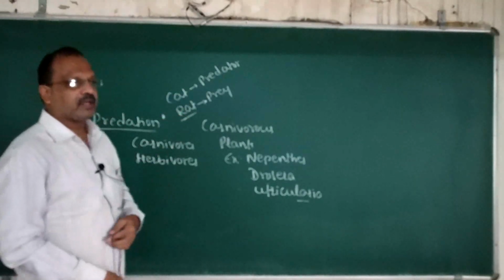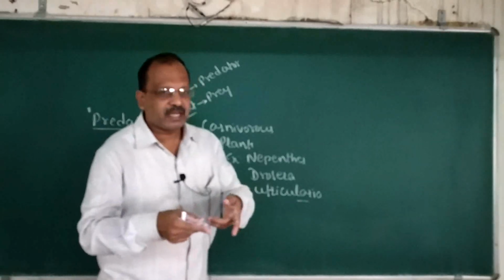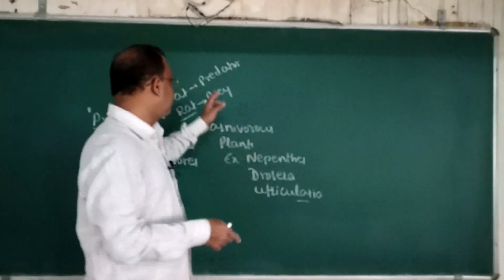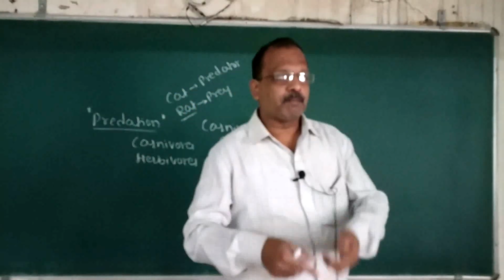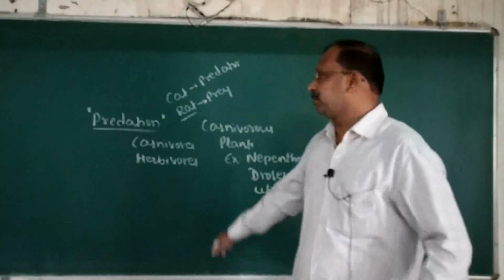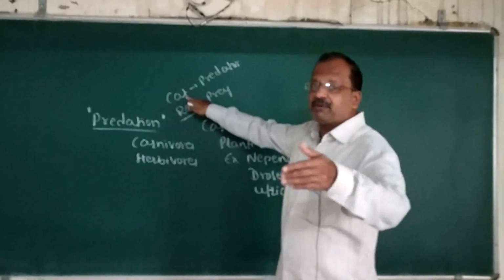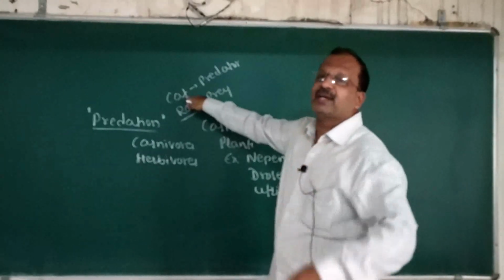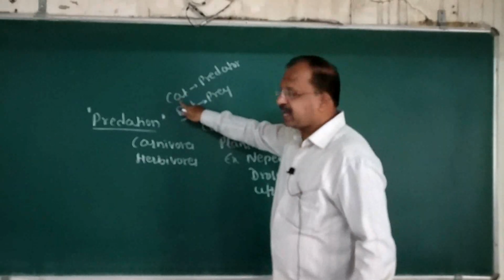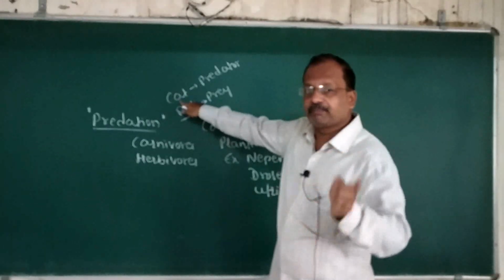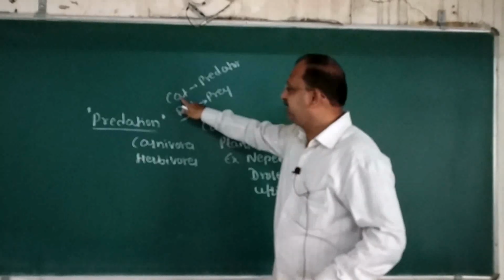So, interesting point: sometimes a predator will also become prey for other organisms. I'll provide you one example. Dog. Dog will attack, kill and feed on the cat.